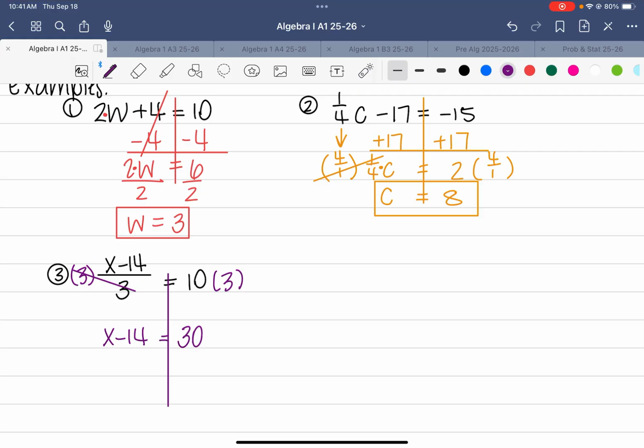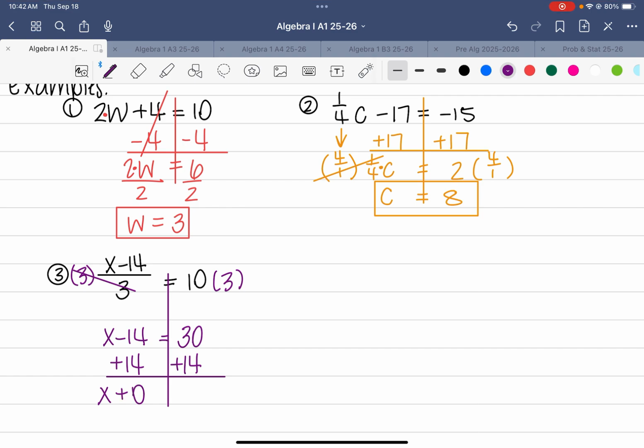I now have x minus 14. X is not by itself yet. How do I get rid of the 14? If I'm subtracting it, the only way to get rid of it is to add it. My x gets dropped straight down. Negative 14 plus 14 gives me a 0.